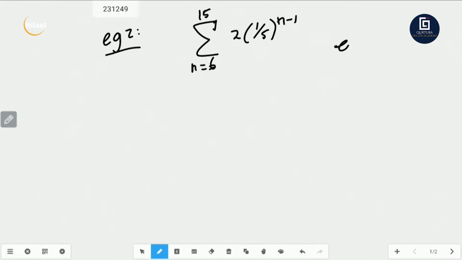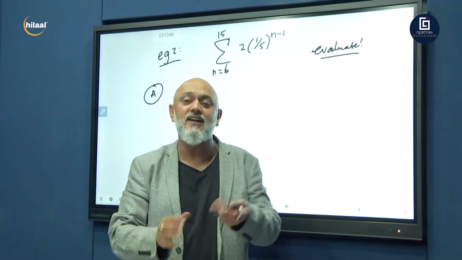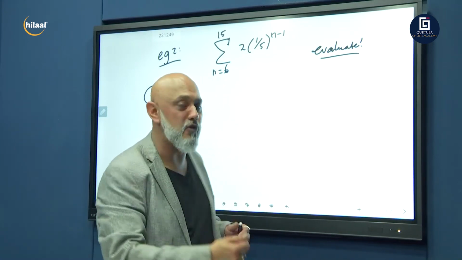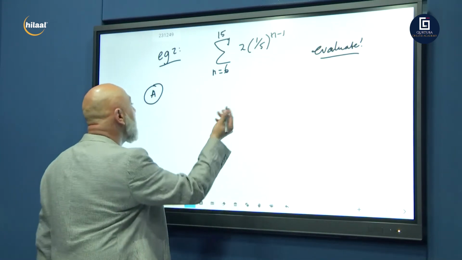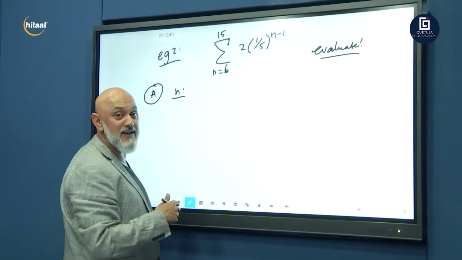The question says evaluate. What did I tell you in the previous question? Look, whether it's arithmetic or geometric, you follow the same pattern. Just in the final answer, you use the appropriate formula. All right, so let's go. We need to find n, our number of terms. Let's see if you remember. How do I find n, my number of terms?